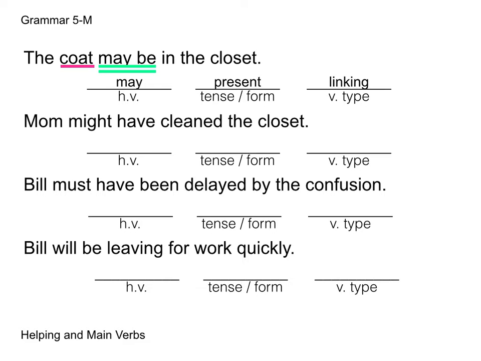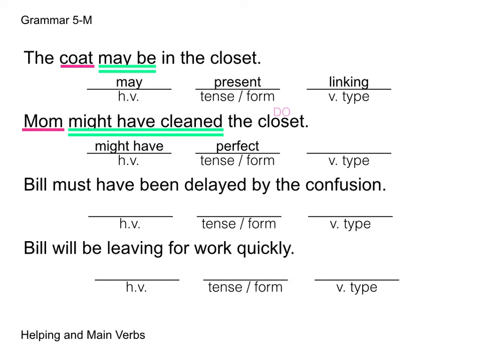Our next one is going to be Mom might have cleaned the closet. Our subject is Mom. Our verb phrase is might have cleaned, so I'm going to double underline the whole thing. And then in the predicate, we have the closet. Closet is receiving the action of being cleaned, therefore it is a direct object, so I'll label that. So I'm going to write my helping verbs, might have. I'm going to identify the form. Our three options in this activity are going to be present, perfect, and progressive. So in this instance, it's perfect.